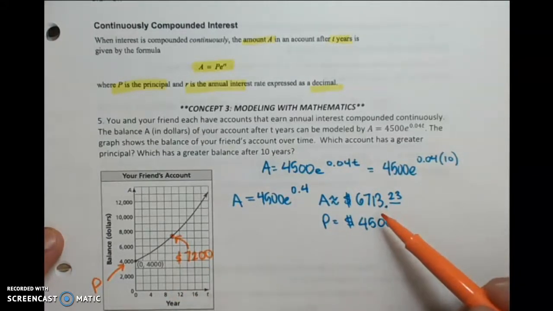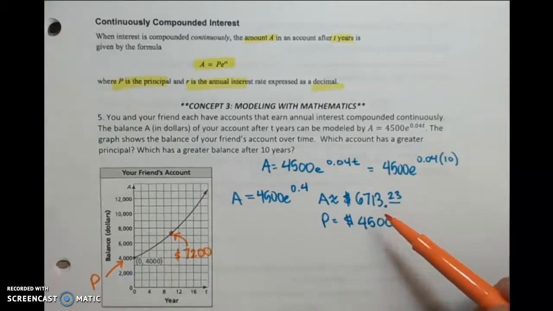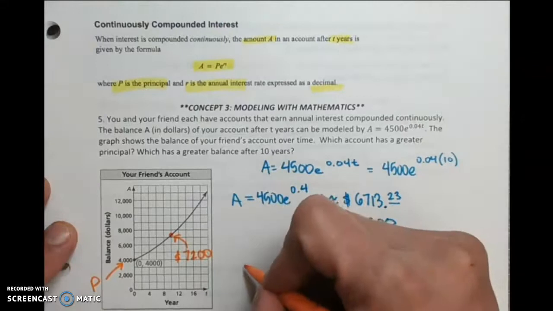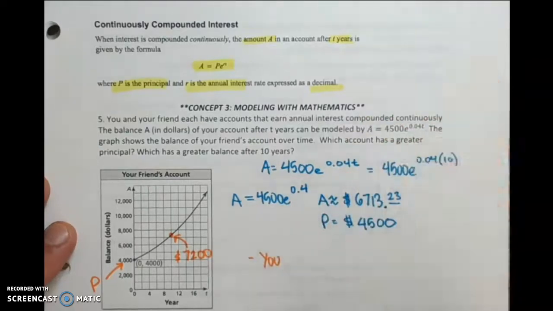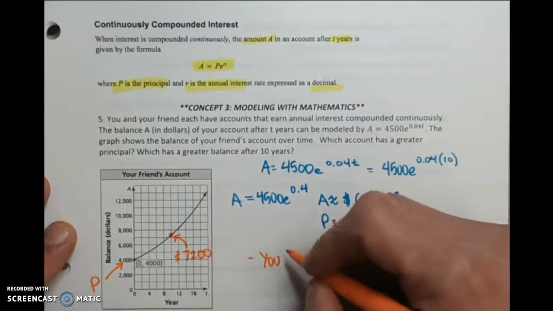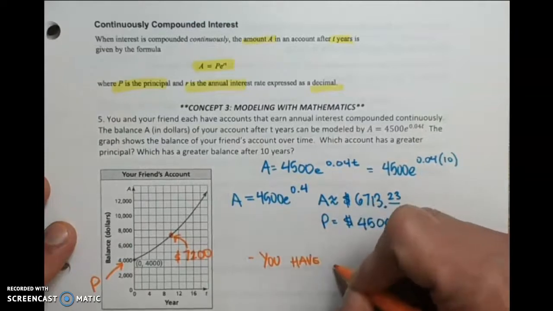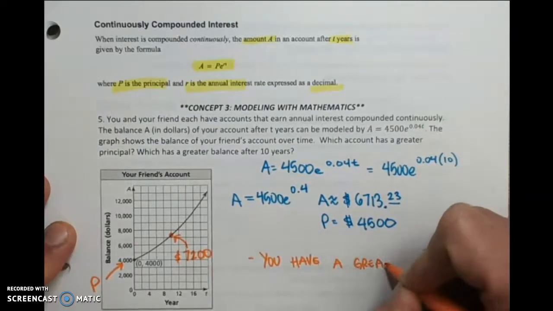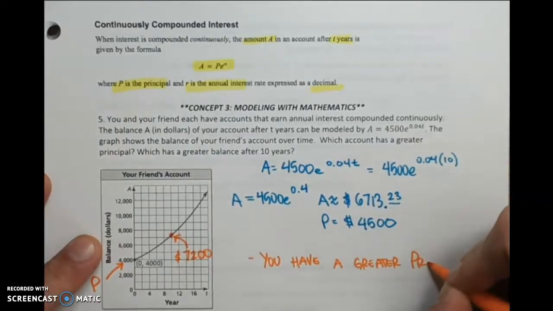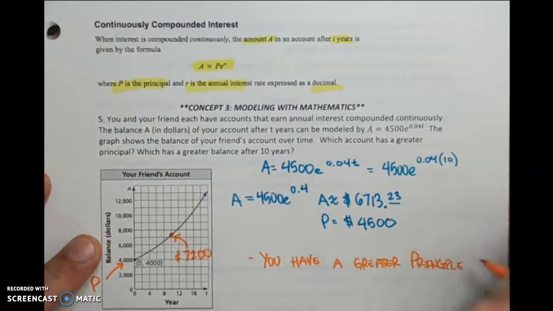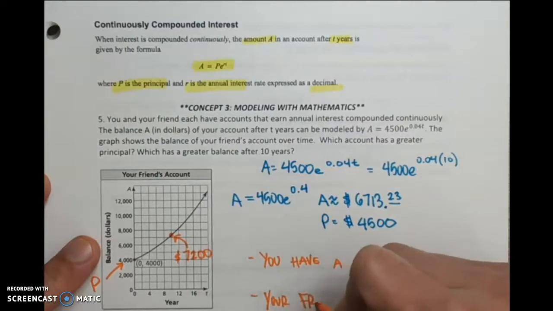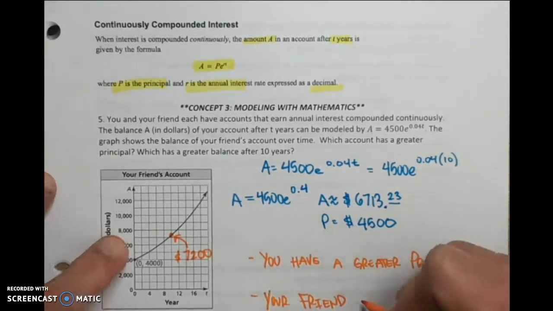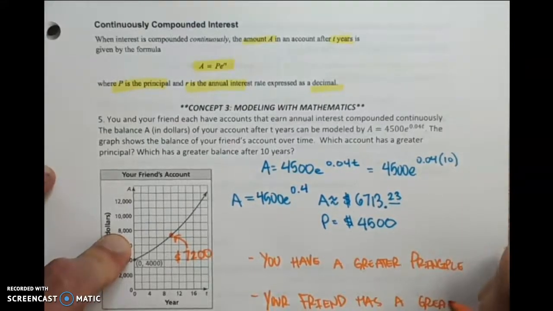All right, so who has more after 10 years? Well, my friend, because I have $6,713. So you have a greater principal, at 4,500, but your friend has the greater balance after 10 years.